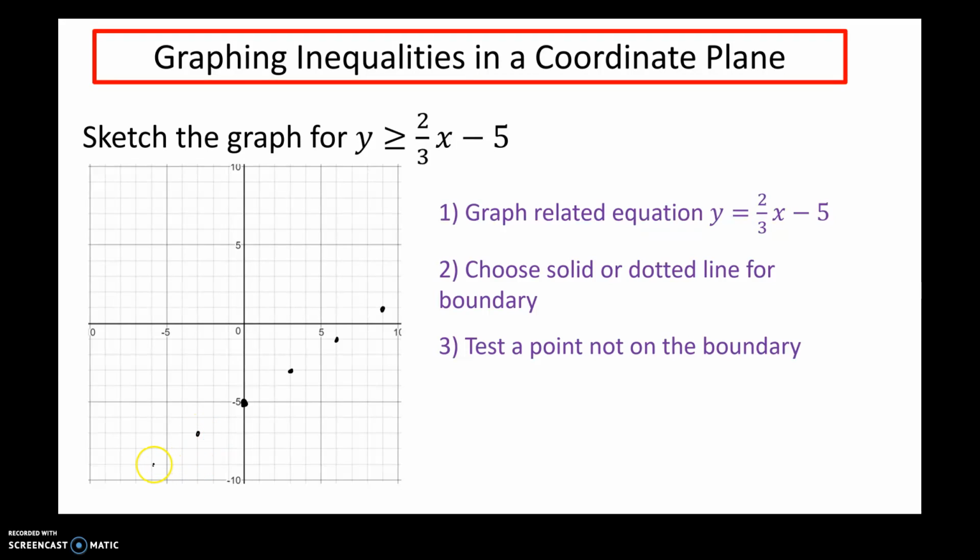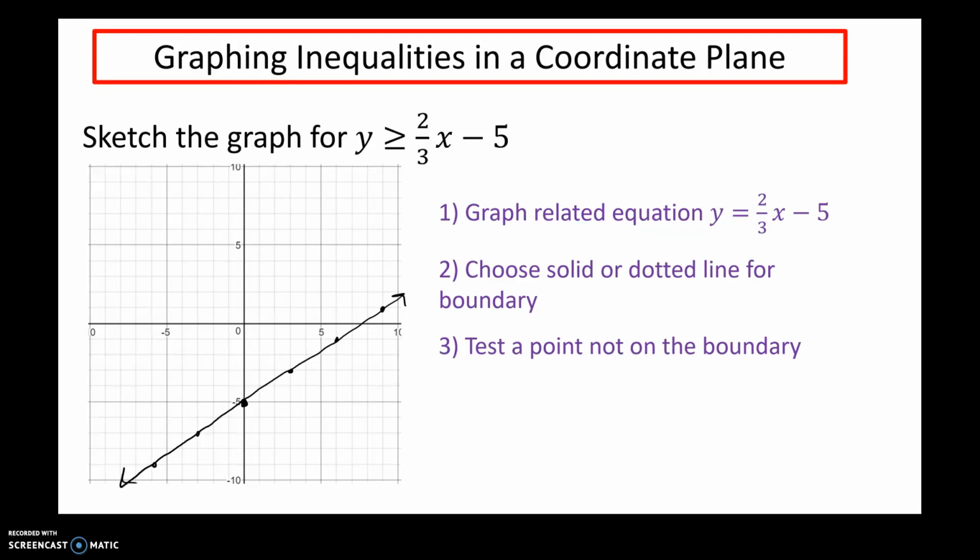So now for an inequality, we have to see if it's a solid or a dotted line for the boundary. Since y can be greater than or equal to 2/3 x minus 5, we connect the points with the solid boundary line. Okay, and then we test a point not on the boundary.